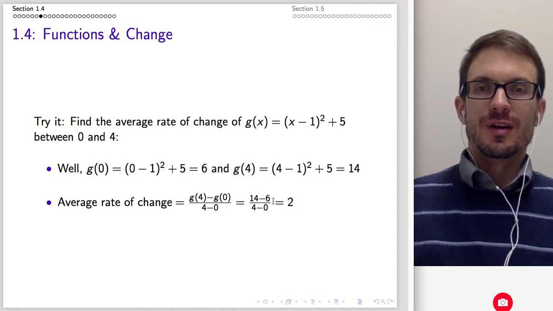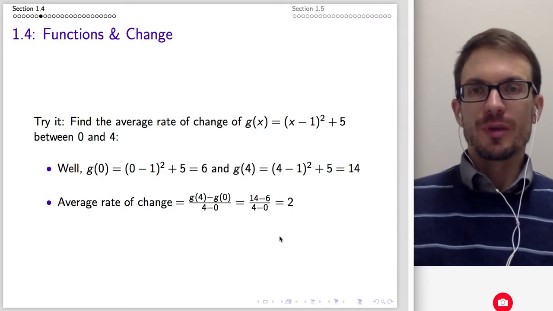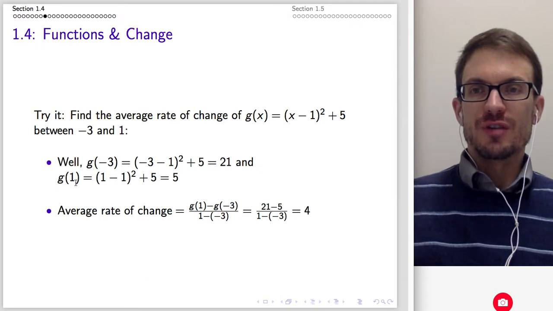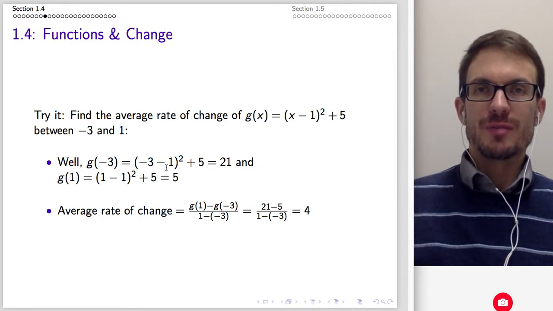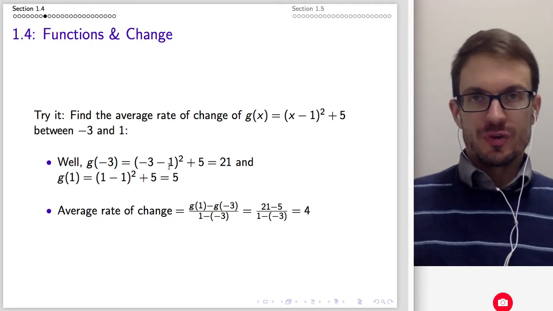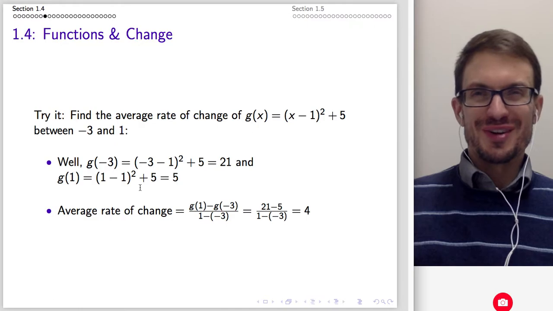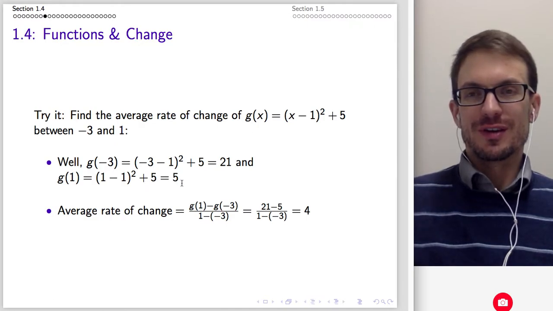So we have 8 divided by 4 is 2. What about that other interval? Well, now we're interested in g of minus 3 and g of 1. G of minus 3, we have minus 3 minus 1 squared is 4. 4 squared is 16, plus 5 is 21. And 1 minus 1 is 0, squared is 0, plus 5 is 5.